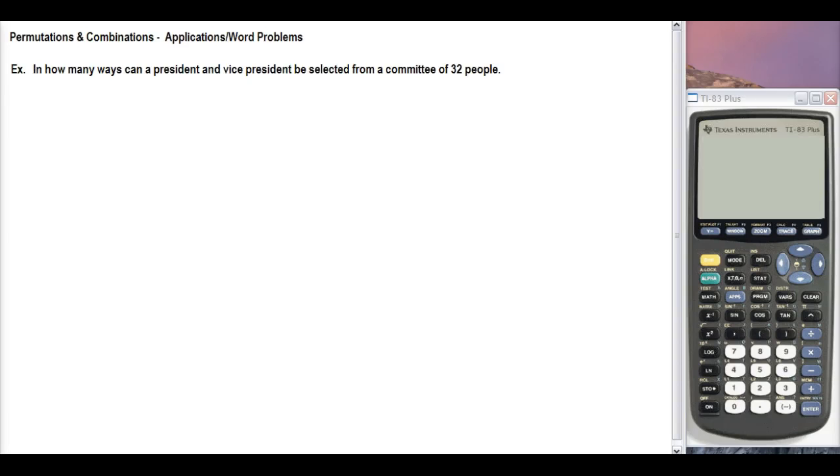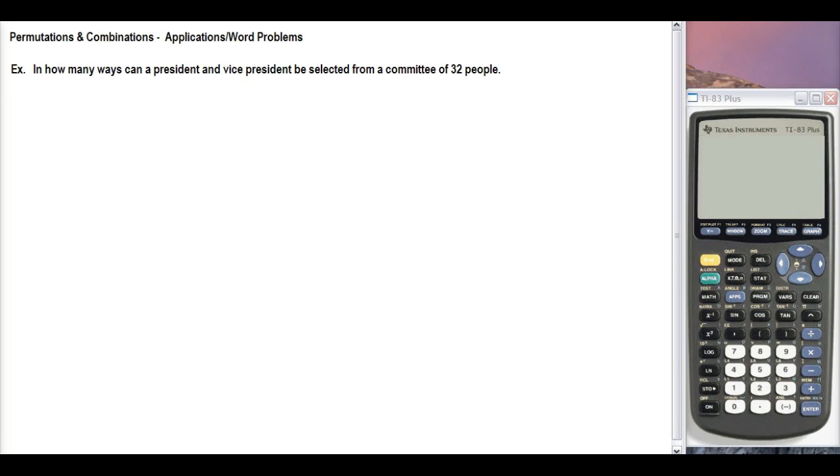This particular video will be about permutations and combinations actually applied in word problems. And so I'm going to do several examples to show you how we can use permutations and combinations to solve some problems. So let's start with this first example.